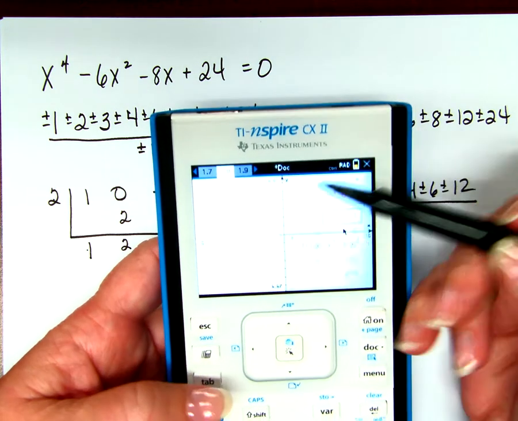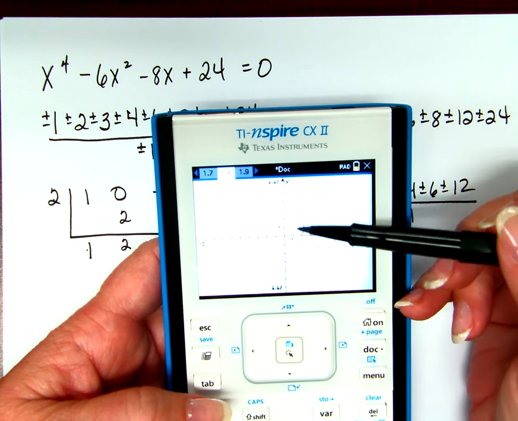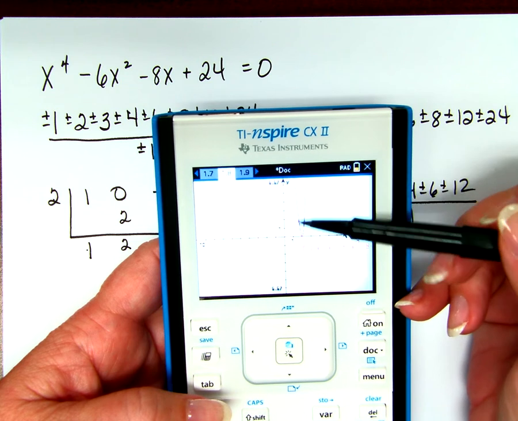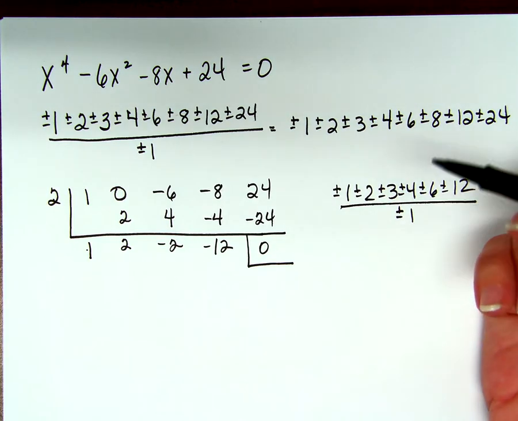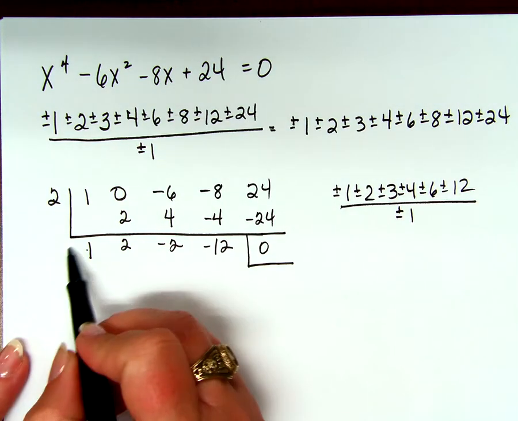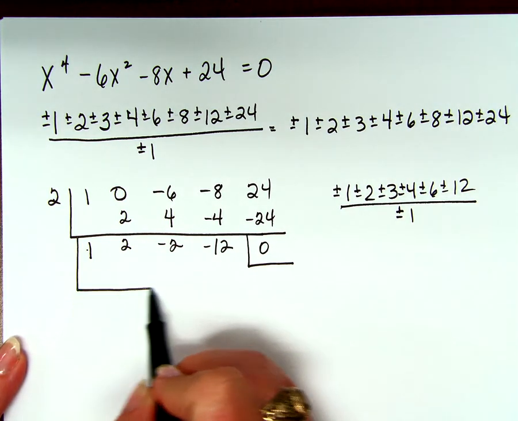Control T, how do I know it has a multiplicity? It changes direction, right? It changes direction right at the 2, so I know it happened at least twice. So I'm going to keep going. 2.